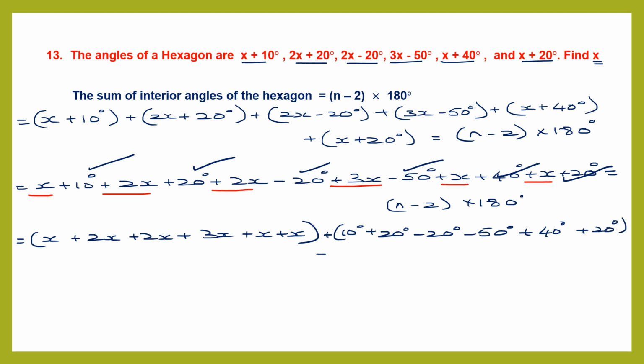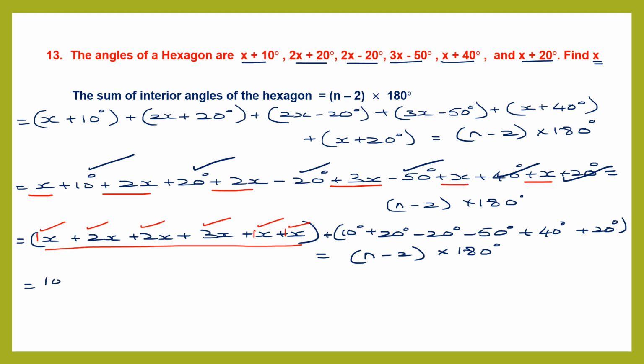All this is equal to n minus 2 into 180 degrees. So now let's work on all these x terms. X means 1. 1 plus 2 is 3. 3 plus 2 is 5. 5 plus 3 is 8. 8 plus 1 is 9. 9 plus 1 is 10. So here we have 10x.